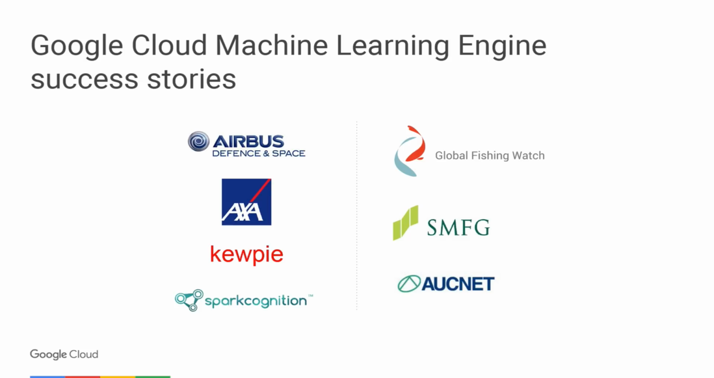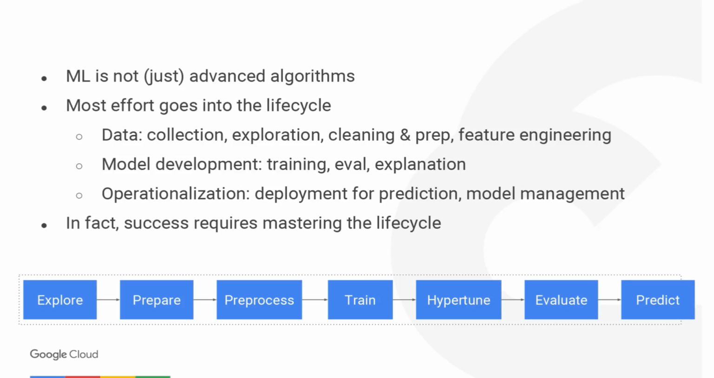Likewise, AXA was able to improve their ability to assess risk by using prediction based on structured data. There are many such examples where there is tangible business benefit to be had fairly easily by using advanced algorithms, by using machine learning at scale. But advanced algorithms is not all about machine learning. There's a lot more to machine learning. In fact, most of the effort goes into the overall life cycle of machine learning.